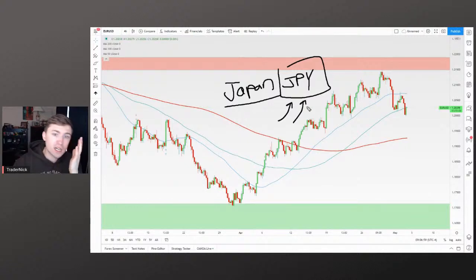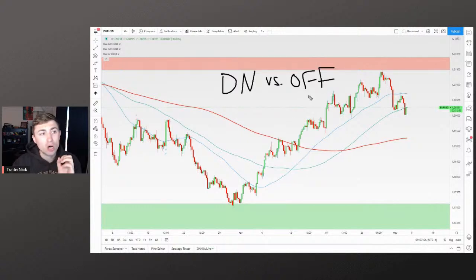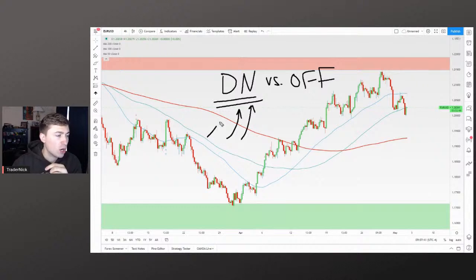Usually when we talk about risk on and risk off, when we're talking about on versus off, usually what you have is when you have risk on, people are going for yield. People are trying to make more money on their money, right?